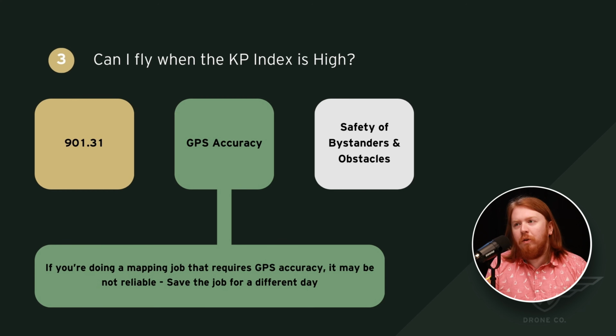GPS accuracy. So we talked about the GPS approaches. Those need to be quite accurate. The other things that need accurate GPS are geosurvey, that sort of thing. If you're trying to do a mapping mission where you need 0.2 centimeters of accuracy, maybe a day with a high KP index is not the day for that. It might not be super reliable or as accurate. And as we say in all of these data-driven things, garbage in, garbage out. If you get maps on a day with a high KP index and GPS is crap, then that map is going to be basically worthless.